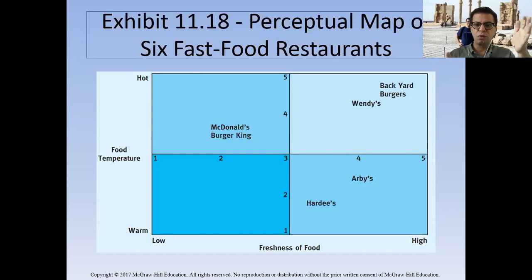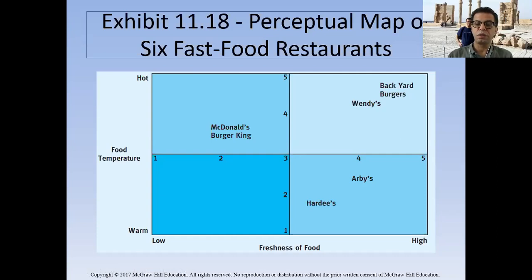So these are the two variables that you are checking, and then you put them on a scale from 1 to 5, and 1 to 5. Food that is very hot gets a scale of 5, and food that is not too hot gets a scale of 1, and freshness is the same thing. Accordingly, for example, McDonald's and Burger King, as fresh food, you would probably give a 2, and as hot food you give them a 4.